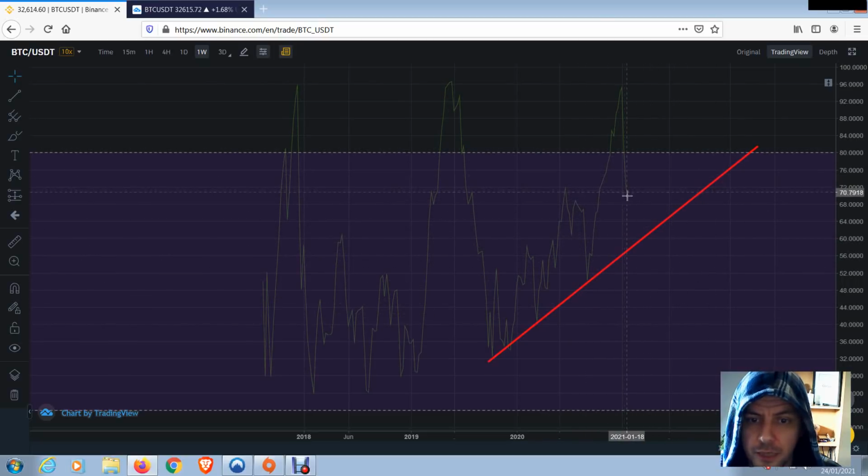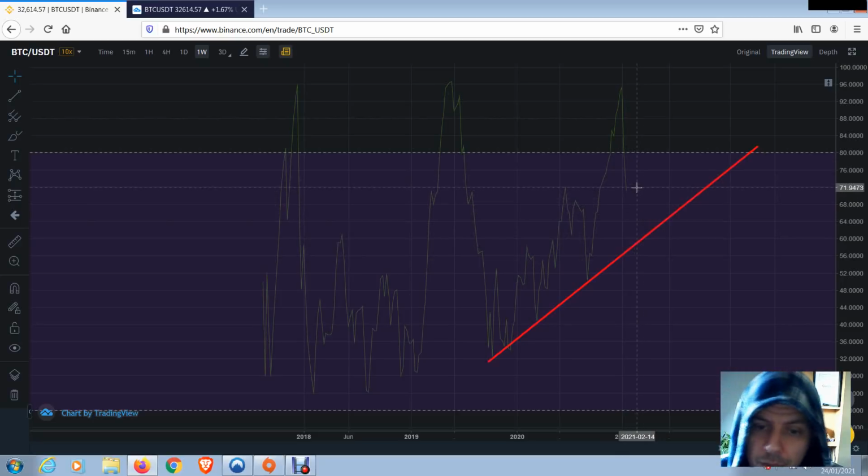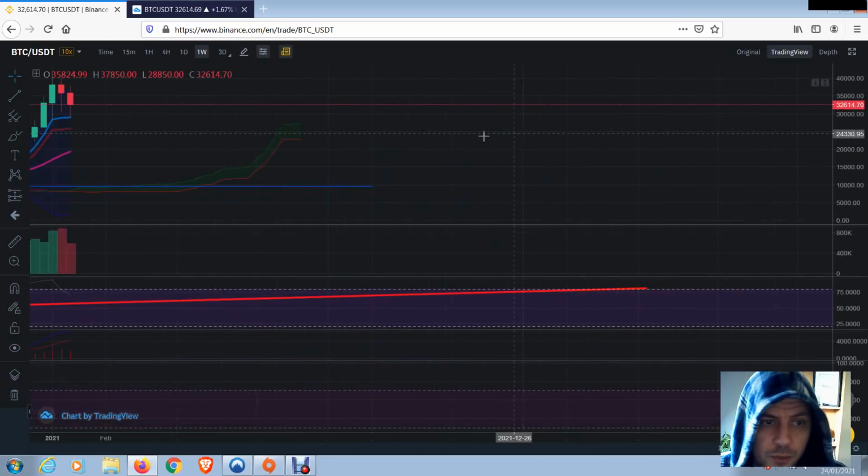Now, if we came straight down there today, which I doubt we would do, this is a weekly chart, so it's unlikely to come straight down there with the way that it's moving at the moment. But over the next few weeks, we could reach these areas, and then I would probably say it's ready to pick up. There's a good chance it will pick up at that point.